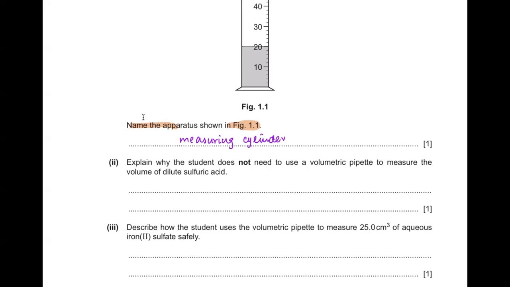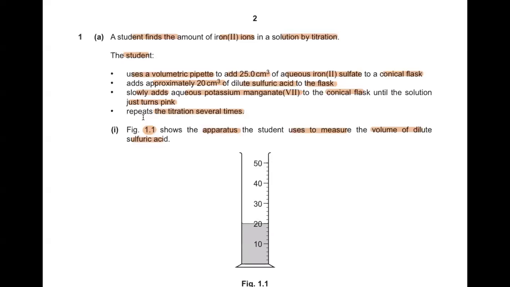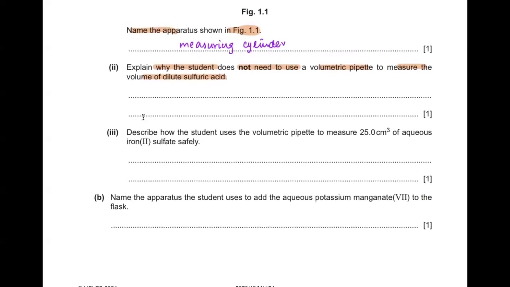Then part 2, explain why the student does not need to use volumetric pipette to measure the volume of the dilute sulfuric acid. So the thing is that if you read, the actual titration is between iron 2 sulfate, iron 2 ions, and the aqueous potassium manganate. And if you recall from the oxidizing agent test, we use acidified potassium dichromate, potassium manganate. So the reason is that we don't need it accurate, because we just need it to provide the acidic medium. So there is no specific or accurate amount needed.